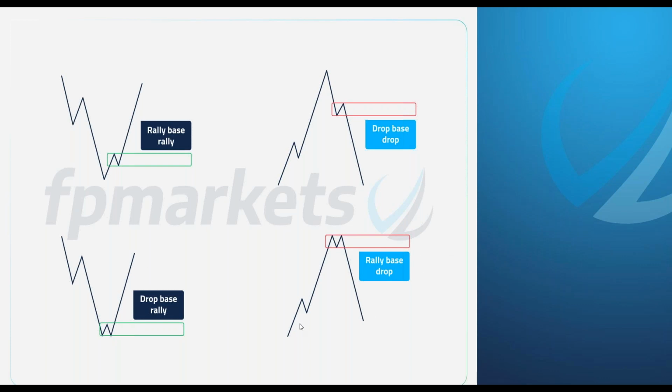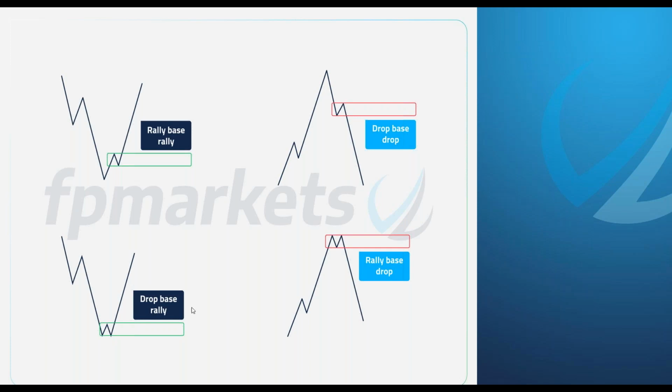So literally, again, mirror opposite, guys, of the drop base rally. This is a rally base drop, and this forms with consecutive higher highs, higher lows, higher highs, higher lows, and eventually this transitions into a base. Again, we do not know this will be a rally base drop until we see a defined downside move. Okay.